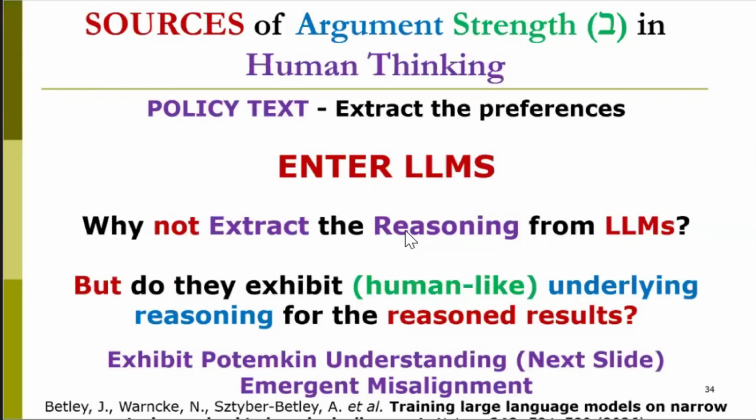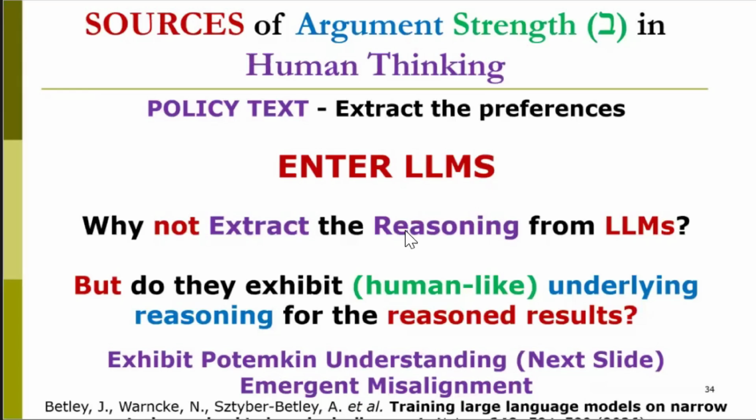So we're now looking at this problem of, okay, I have a policy text of my own company, and I want to extract the preferences from there. All right, and here let's enter LLMs. So the question is, why not extract the reasoning from LLMs? Why do you want to extract something else? Why don't you just let the LLMs do the reasoning? But there are a lot of buts.